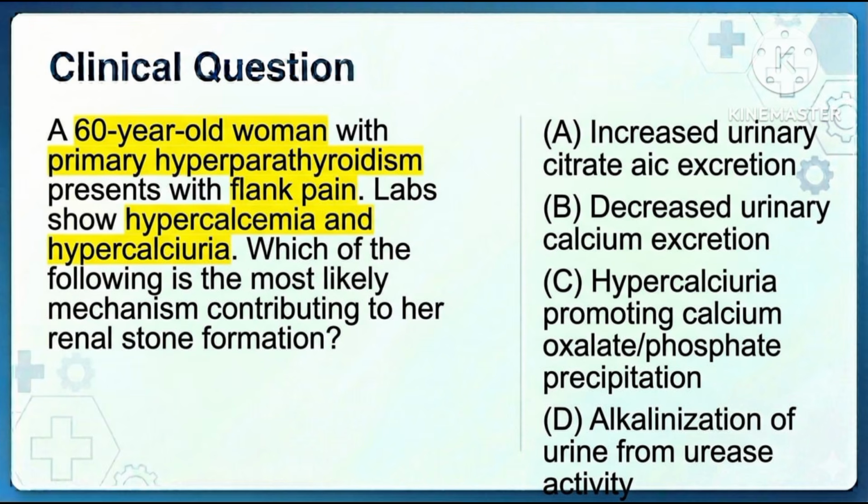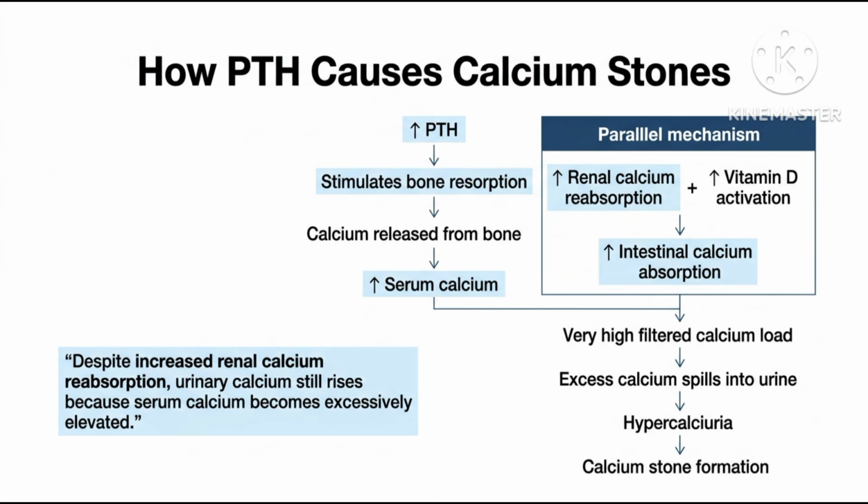Read this question stem. A 60-year-old woman with primary hyperparathyroidism presents with flank pain. Labs show hypercalcemia and hypercalciuria. What is the mechanism behind calcium oxalate stone formation in primary hyperparathyroidism?